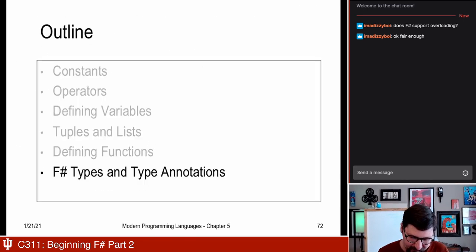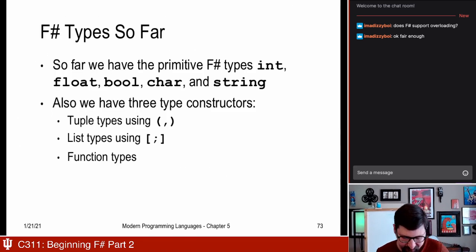All right. So at the end of all this, what do we have? We have F# types. Right now we have int, float, bool, character, and string. We have tuples and lists and functions. Those are all the types we know about right now, and honestly, they're about enough for us, right? We don't really need a lot more than this for what we're going to do.